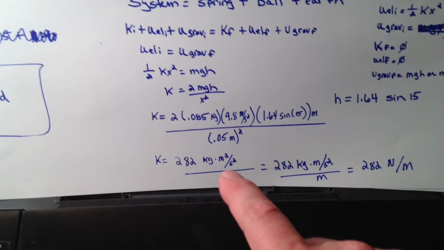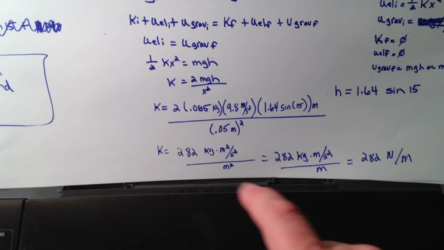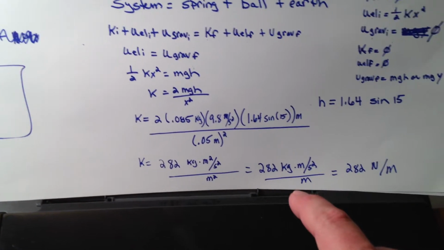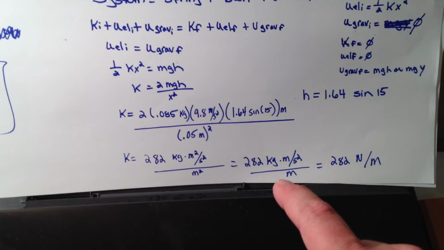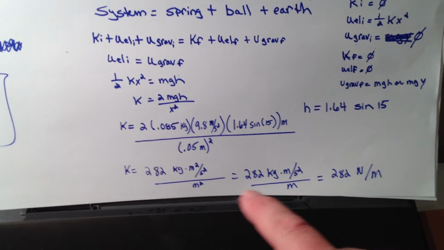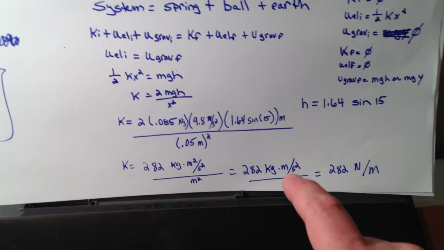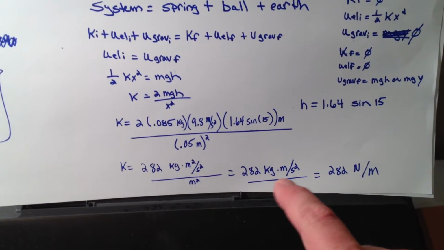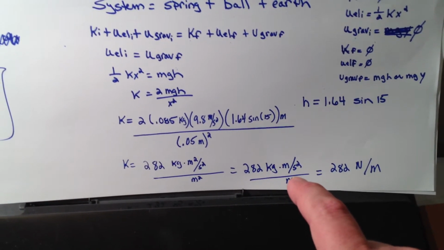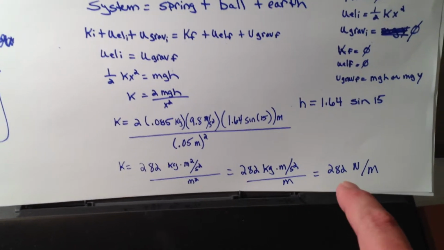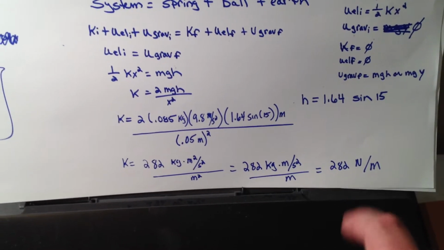Then it was meters squared per meter squared right here. Since we're looking for a spring constant, which is newtons per meter, we cancel one of these meters out on top and bottom. That gives us kilograms per second squared, which is a newton per meter. So we got 282 newtons per meter.